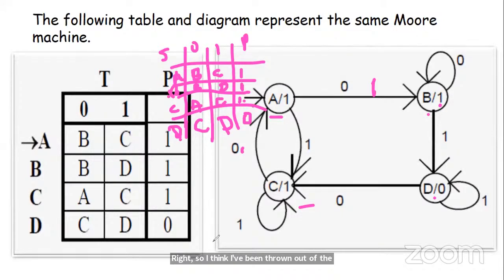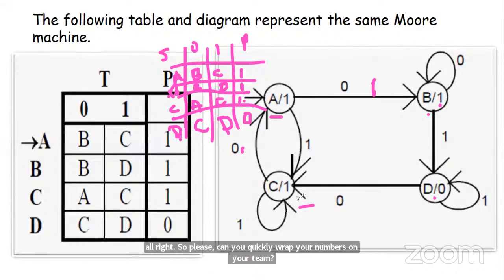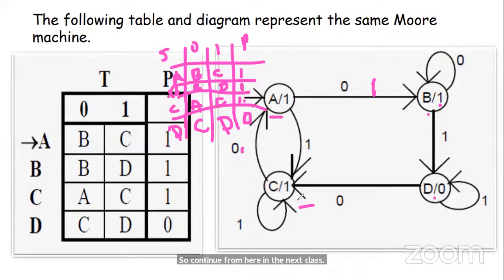Right? So I think I've been thrown out of the class. Can you hear me, please? Okay, all right. So please, can you quickly write down your matric numbers and your name? So we'll continue from here the next class. I think the next class, would they have closed the school then? I don't think so. So we'll have a class next week.